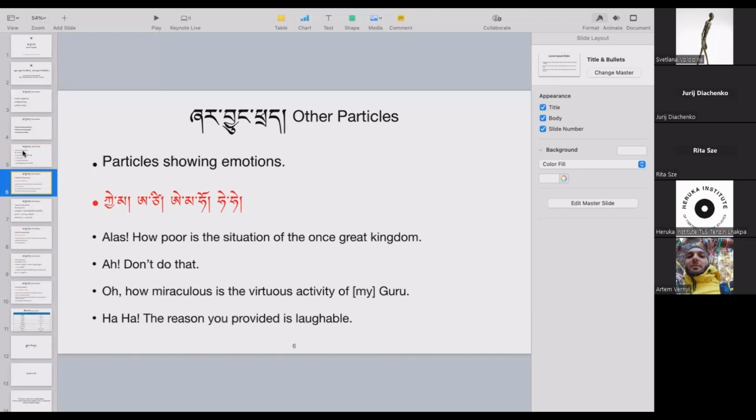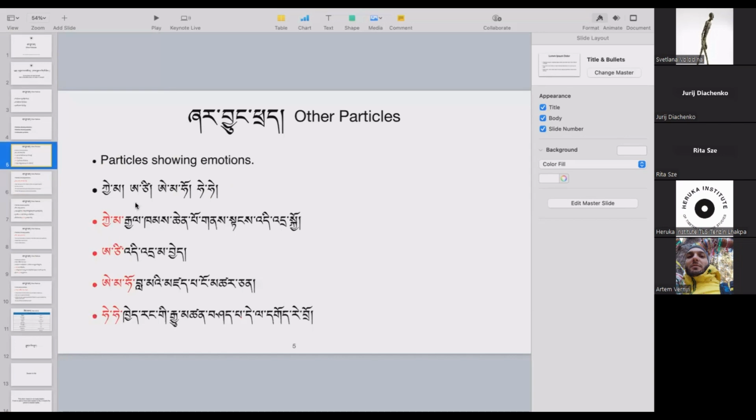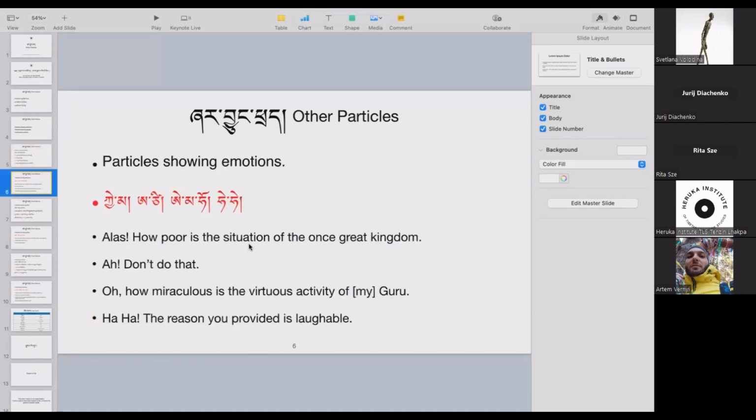Okay, so the first one, kema gelkam chempo netan titrakyo. This would be understood as, alas, how poor is the situation of the once great kingdom. So one is saying it in a tone. For example, this person could be from this great kingdom, and then he might have gone traveling for many years, and once he returns back, he finds the once great kingdom, which may be his hometown or his home, because of war or any other reason has been reduced to a very poor state. So, alas, how poor is the situation of the once great kingdom?